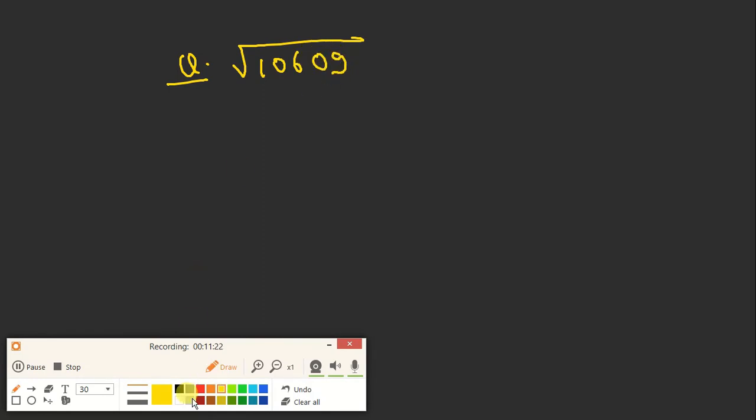10609. Now you have to find the square root of this. So see friends, the first step is what? With the help of the unit digit, you will find the unit digit. If the unit digit is 9, what can be the unit digit of the square root? It can be either 3 or 7, right? So you will write 3 or 7. This is step 1.